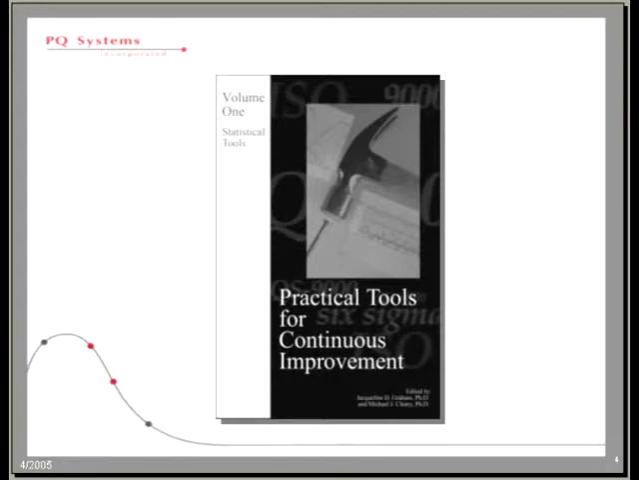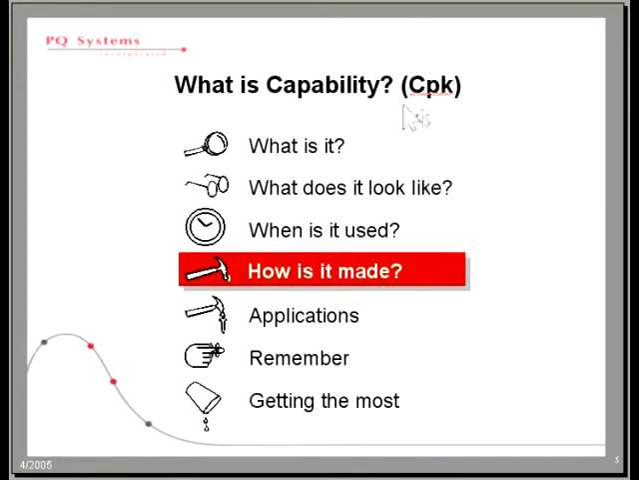Well, guess what? Boss says, Marty, I think you should go back to that Practical Tools book. I now want not a CP, I want a CPK, because I've heard that's a better way to reflect capability. So Marty says, fine. He gets the book out, reads a section on what it is, what it looks like, when it is used, and of course he studies this very carefully. He has to know how it's made. And here's Marty's attempt to do that.